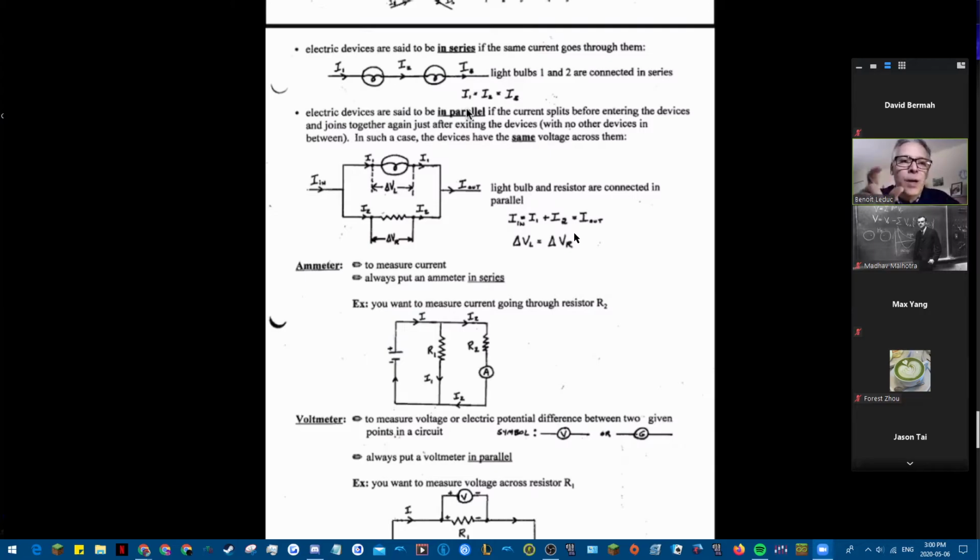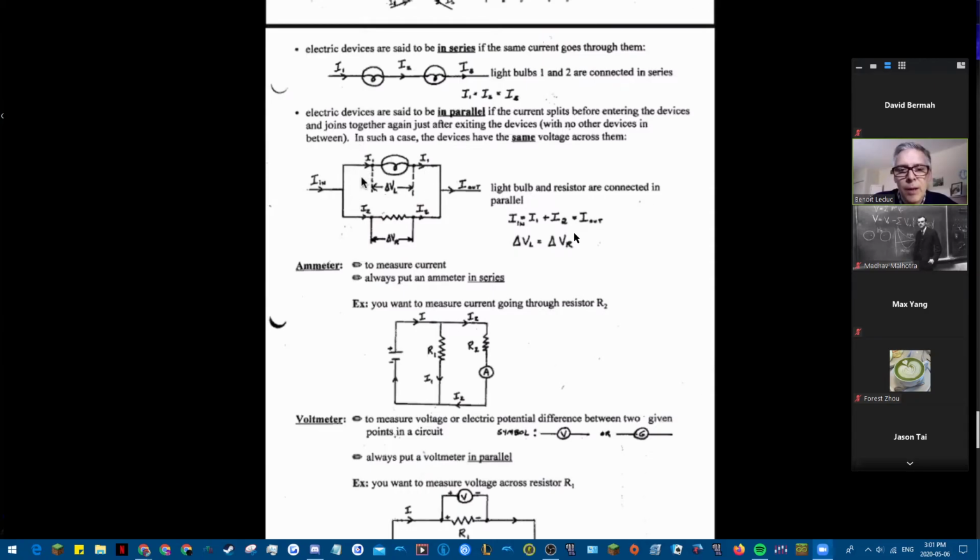There's two major types of arrangement of electrical devices. One is called in series. If you recall from grade 9, in series means that the same current goes through. So right here, the current that goes through this light bulb is the same as the one that's going to go through this other light bulb. So we say that both those light bulbs are placed in series.